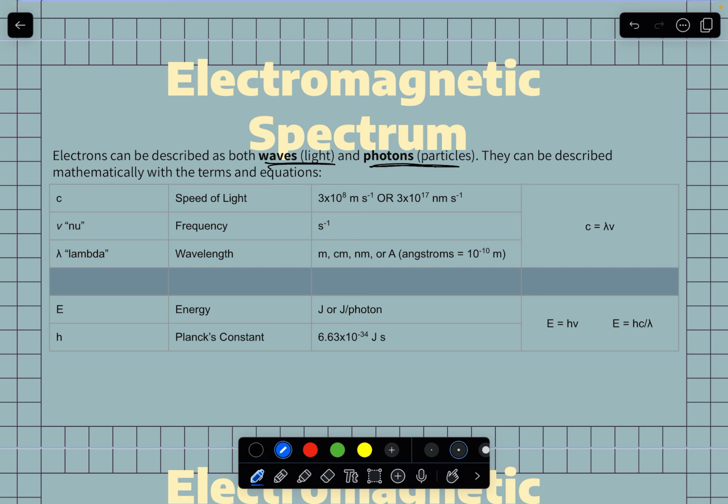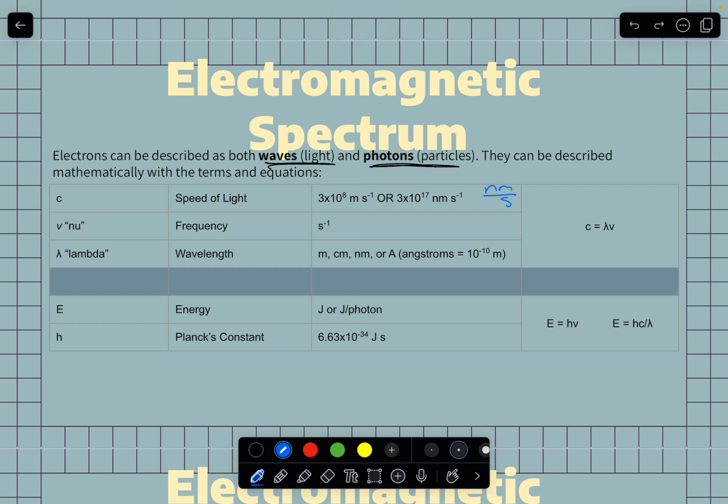We have c, lowercase c, which is the speed of light. It's normally 3 times 10 to the 8. You can also see it as 3 times 10 to the 17, based on the units. 8 is in meters per second. The 17 is nanometers per second. Remember with units, if you see s to the -1, that means it's in the denominator for the units.